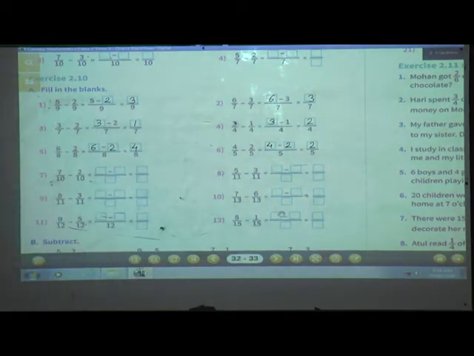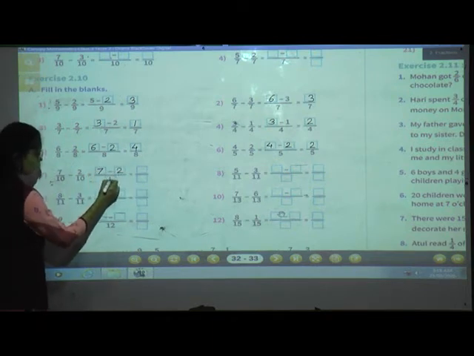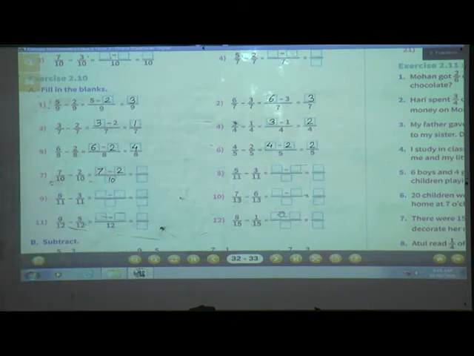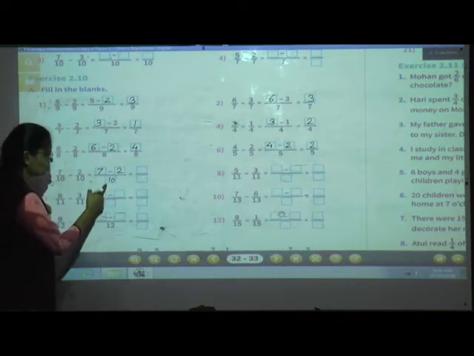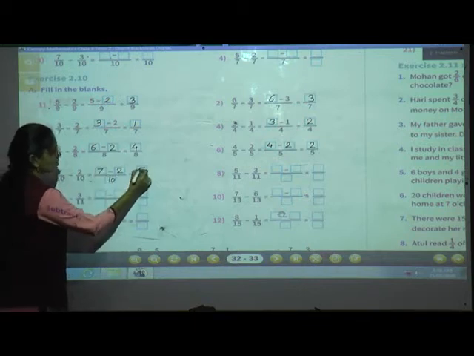Next example, seventh number, here 7 by 10 minus 2 by 10. So what we will do? First we will do 7 minus 2 by 10. Denominator remains the same. Now do the subtraction. 7 minus 2, yes, 5. Correct. 5 by 10.